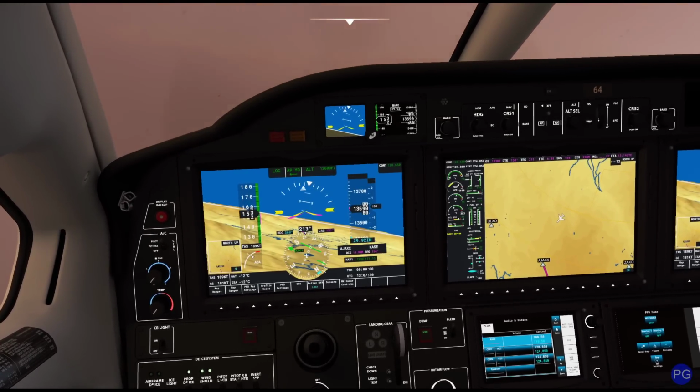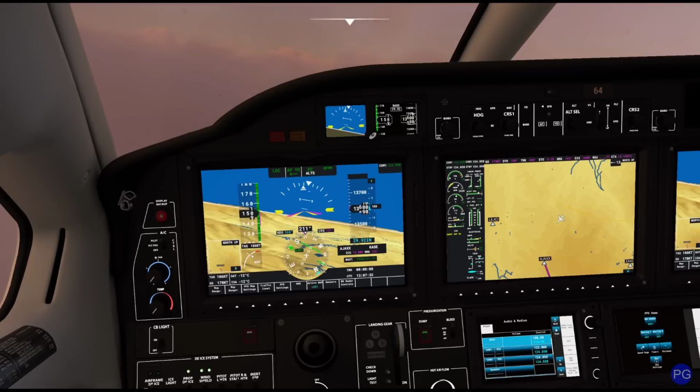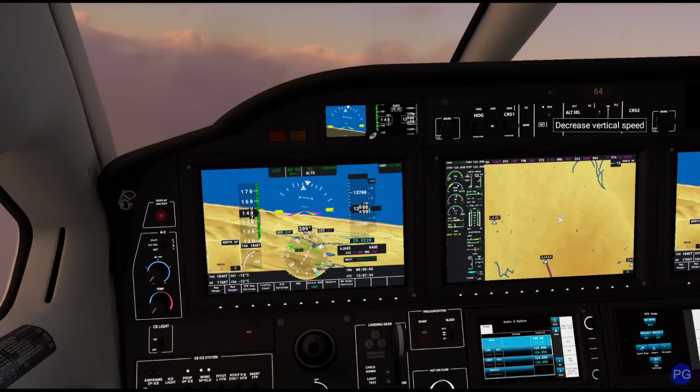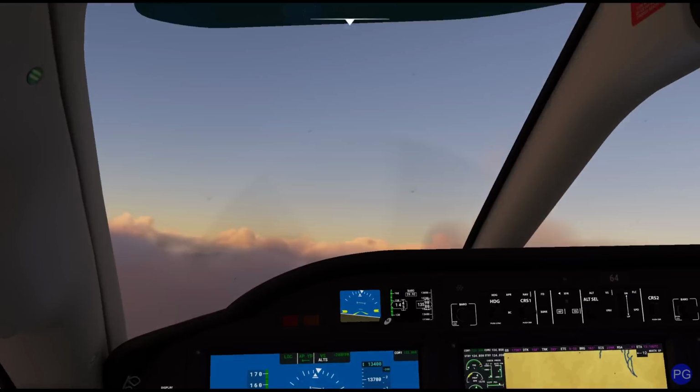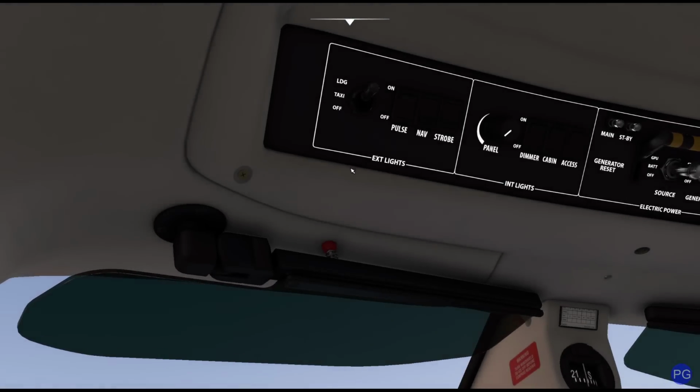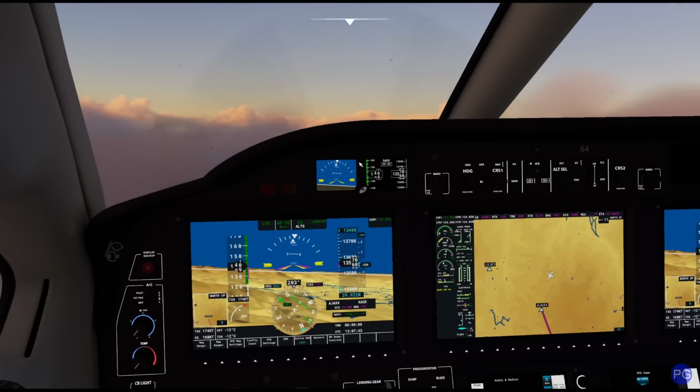So down to 13,400 feet. Go vertical speed mode on. Lose just a teeny tiny bit of altitude. Perfect. Delightful. Excellent. All right, now we're actually stabilized and ready to land the plane. I'm going to flip on my landing lights. Everything looks pretty good now.